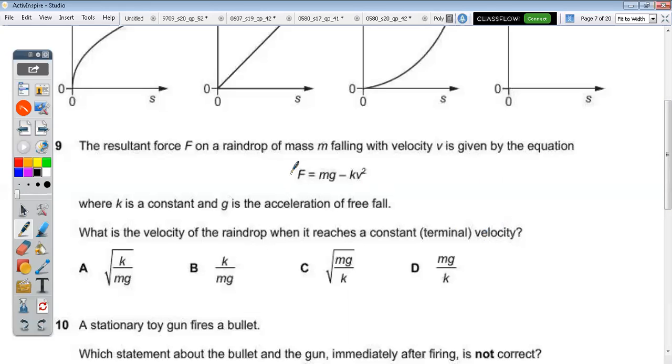So this is 0 here. At terminal velocity, the resultant force F is 0. So it means mg is equal to kv squared. So it's simply making v the subject of the formula. The key comes on terminal velocity, resultant force is 0. If you don't do that, you don't get it correctly.